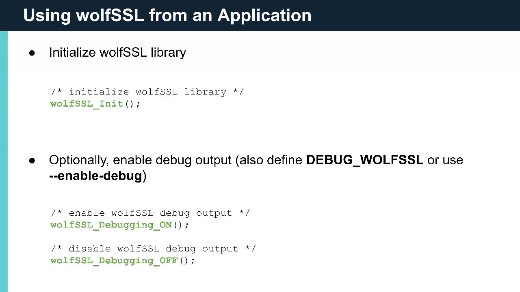You can initialize the library by calling wolfSSL_Init. For debugging, if you've compiled in debug support to the library, that's done with either enable-debug with configure or by defining DEBUG_WOLFSSL. You can, at runtime, enable debug logging by calling wolfSSL_Debugging_ON. And then if you need to, at runtime, turn that off, you can call wolfSSL_Debugging_OFF. Debugging by default will be output to standard error using fprintf. But we have a way you can override with a custom logging callback to push that towards wherever you want logs to be going.